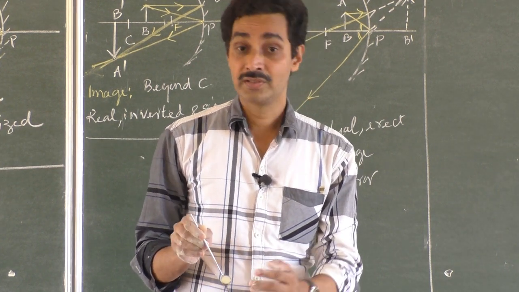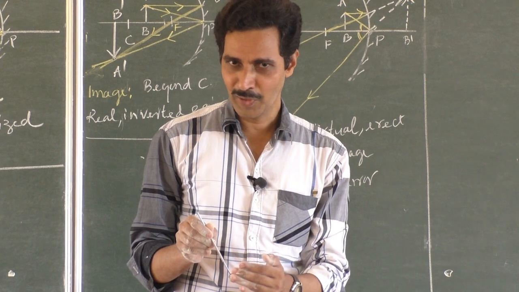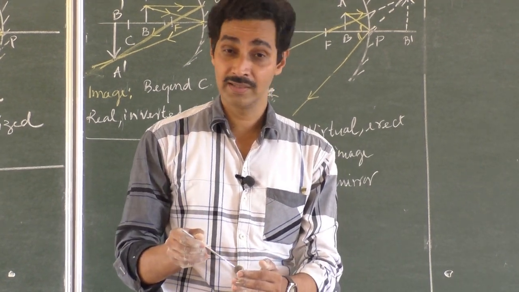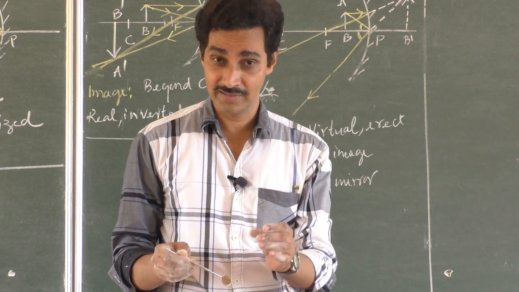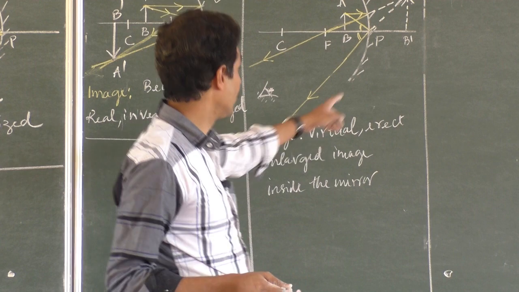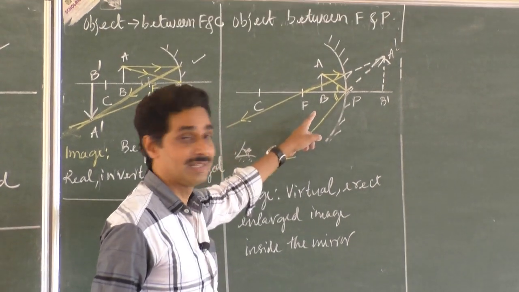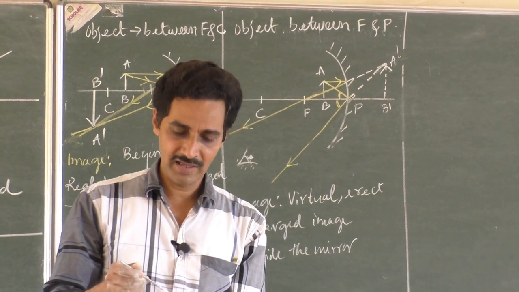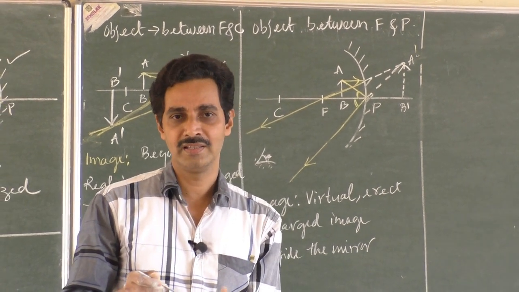Of course, teeth can't be brought, an object cannot be brought nearer the mirror. You have to bring the mirror near. However, it is already paining, you can't touch it at all. So bring the mirror closer to the teeth. When the mirror is brought closer to the teeth, so that the teeth lie within the focus, you will get the enlarged image of your teeth inside the mirror.